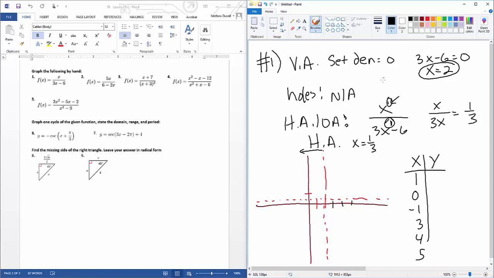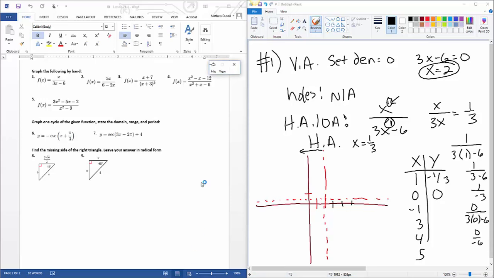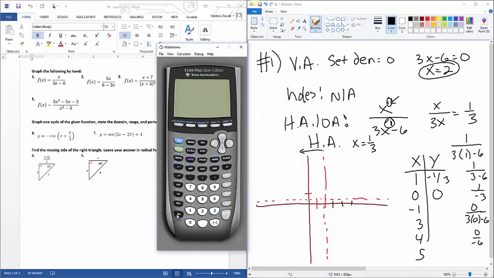So for example, if I want to plug in 1, you get 1 over 3 times 1 minus 6. And so I'm going to get 1 over 3 minus 6. I get 1 over -3, so that's -1/3. And you're going to plug in every single one. If I plug in 0, you get 0 over 3 times 0 minus 6, 0 over -6, and so that's the same as 0.